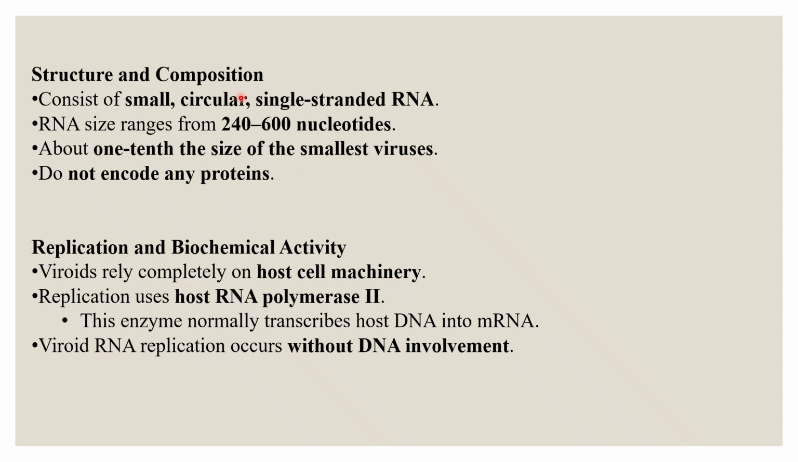Coming to the structure and composition, it consists of small, circular, single-stranded RNA. RNA size ranges from 240 to 600 nucleotides, about one-tenth the size of the smallest virus, and they do not encode any protein. Viroids rely completely on host cell machinery for replication, and replication uses host RNA polymerase II. This enzyme normally transcribes host DNA into mRNA. Viroid RNA replication occurs without DNA involvement.